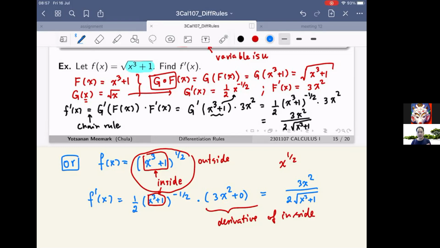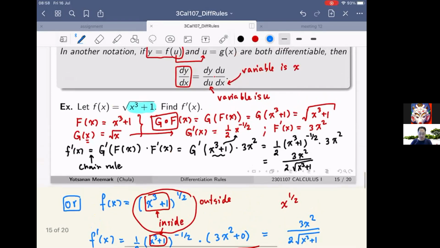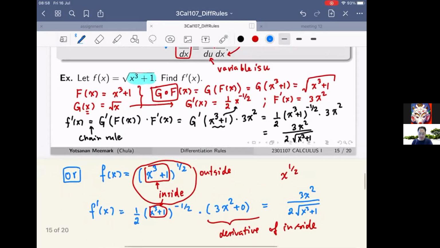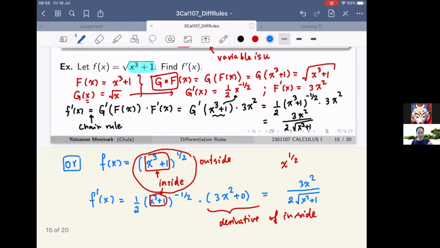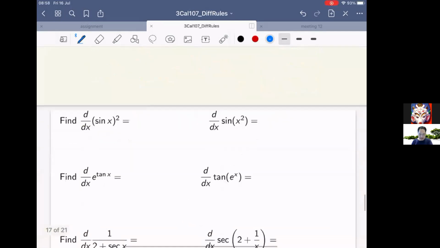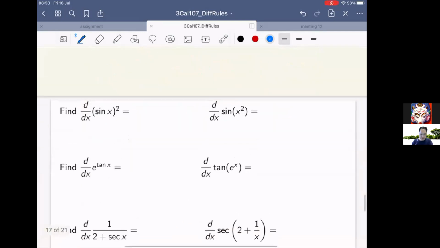However, there will be another way of asking you to use the chain rule, and you may need to look at this kind of formula. We will see that kind of problem later on. So let us use this idea to work with some other problems first. So for example, let's look at this one.